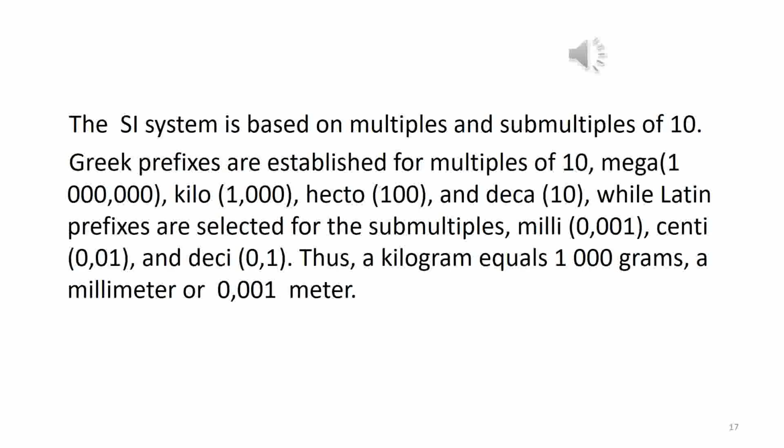The SI system is based on multiples and submultiples of 10. Greek prefixes are established for multiples of 10. Mega, 1 million, kilo, 1,000, hecto, 100, and deca, 10. While Latin prefixes are selected for the submultiples milli 0,001, centi 0,01, and deci 0,1. Thus, a kilogram equals 1,000 grams, a millimeter equals 0,001 meter.